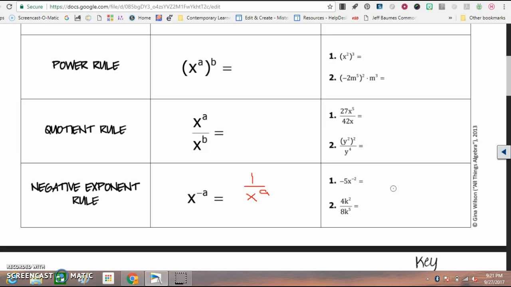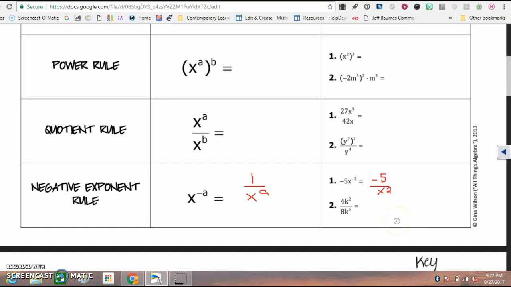Number 1, if you look at number 1, only the x has the exponent. That's not included with the negative 5. If it was, it would have parentheses around it. So we keep the negative 5. It also says that x is being brought to the negative second power. So I need to write that underneath. So now I have negative 5 over x squared. And for now, that's all there is to do.